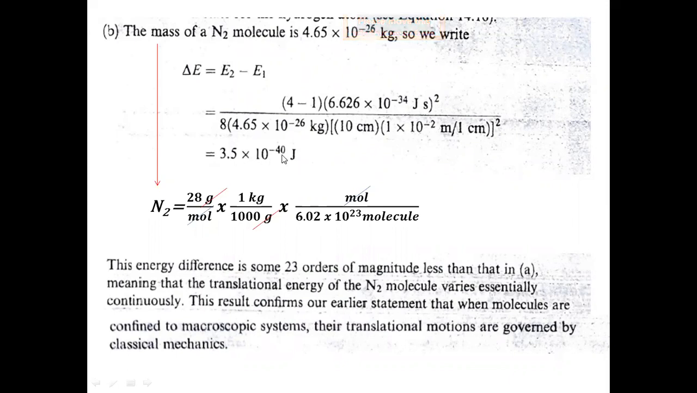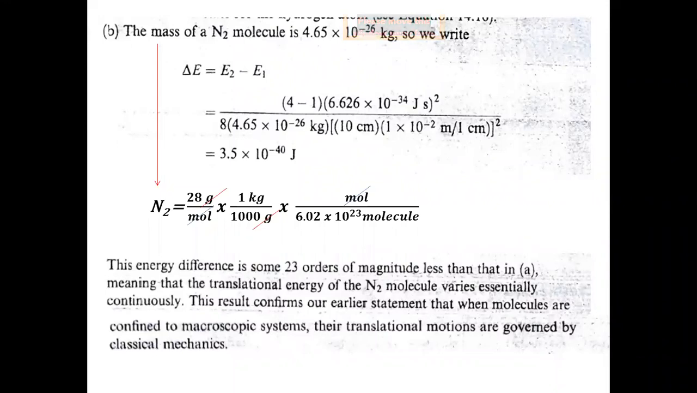You may say 3.5 x 10^-40. This is a much smaller difference as compared to the electron which was placed in a 0.1 nanometer box, or that was the size of the atom. So what does it mean? That means the energy of the nitrogen molecule varies essentially as a constant. That means it is not quantized.